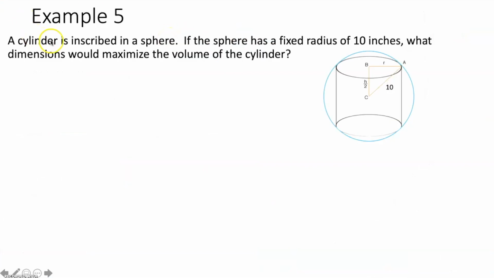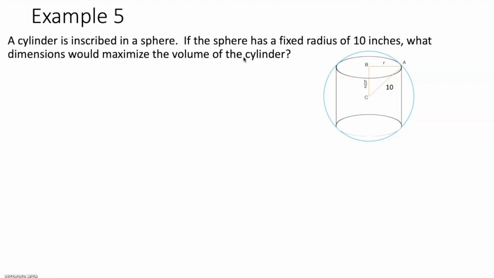Now, example 5 says a cylinder is inscribed in a sphere. If the sphere has a fixed radius of 10 inches, what dimensions would maximize the volume of the cylinder? So notice that it says what dimensions would maximize the volume of the cylinder, so we know this is going to be an optimization problem. So we go through our steps.